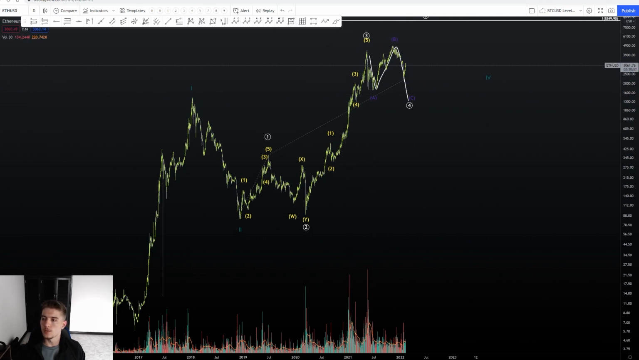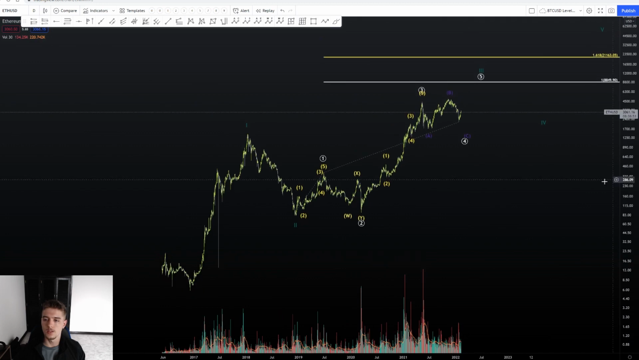Actually, I want to show you guys some tools we could be looking at for the macro count. So I'm going to zoom out a little bit more.